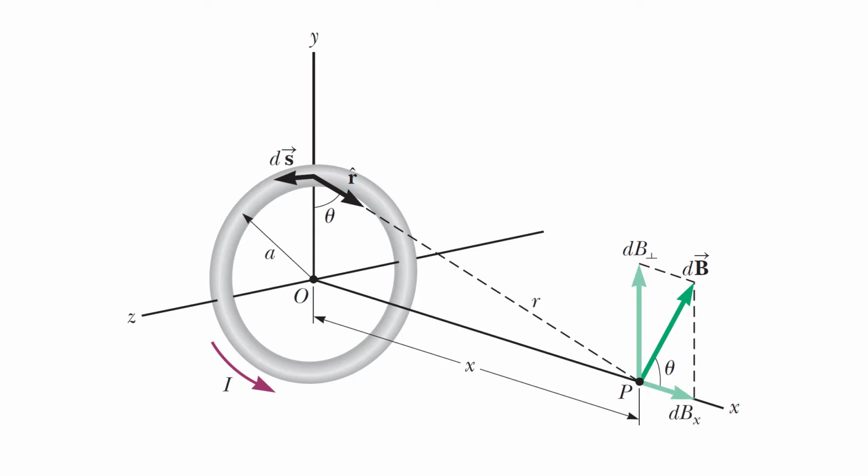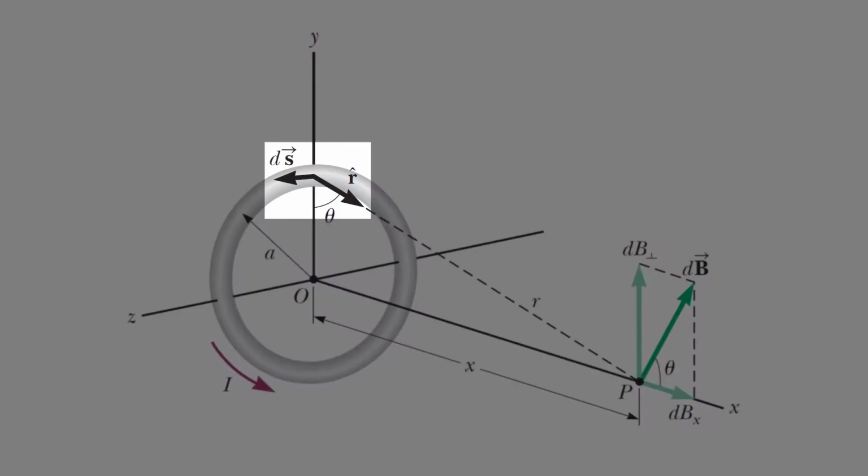Same approach. We identify an infinitesimally small element of this loop. We indicate all the directional vectors. The magnitude of this ds vector corresponds to the size of the infinitesimally small current element. The direction is the same as the current. This unit vector r hat is a directional vector which points from the current element to the point we're interested in, labeled point P, and r is the distance from this current carrying element to the point.